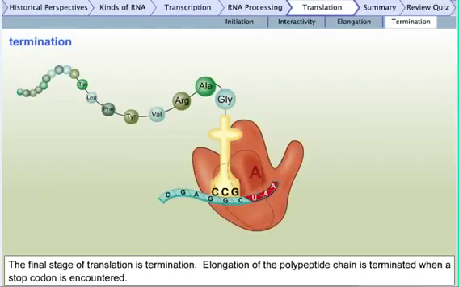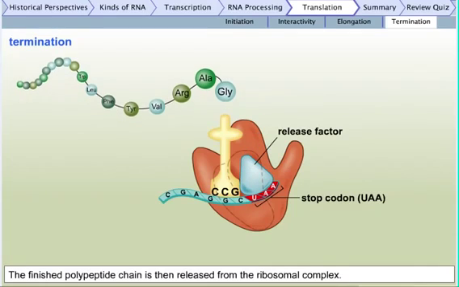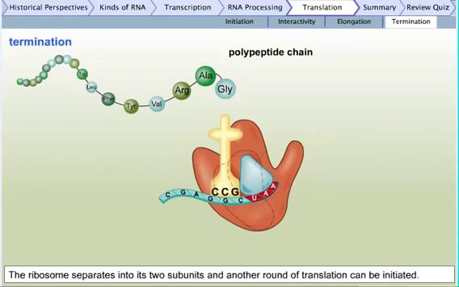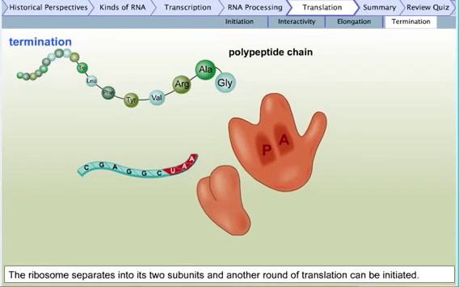The final stage of translation is termination. Elongation of the polypeptide chain is terminated when a stop codon is encountered. When the stop codon is reached, here it is UAA, translation ends by the binding of a release factor to the stop codon. The finished polypeptide chain is then released from the ribosomal complex. The ribosome separates into two subunits and another round of translation can be initiated.